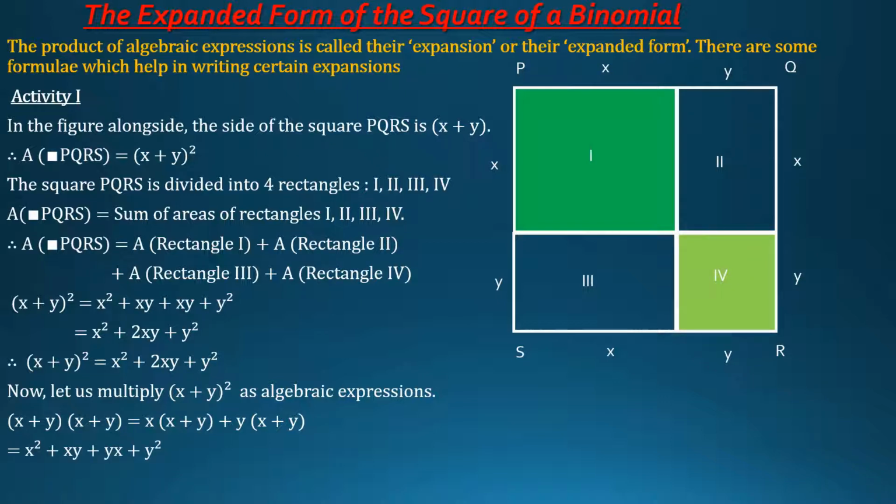It will become x square plus xy plus yx plus y square, which will be equal to x square plus 2xy plus y square. So the formula x plus y the whole square is equal to x square plus 2xy plus y square. This is our first activity. Now let us move on and see the next activity.